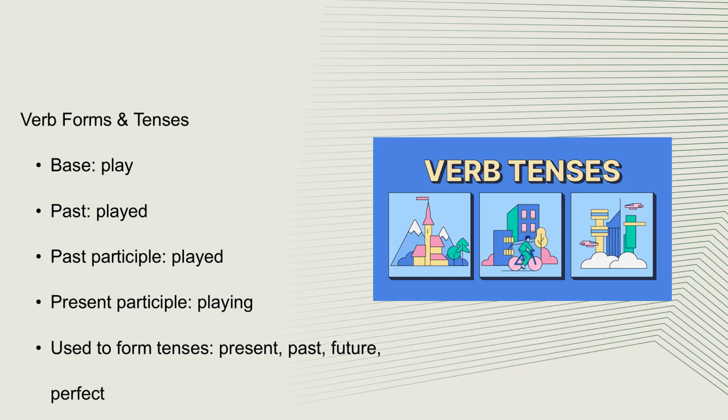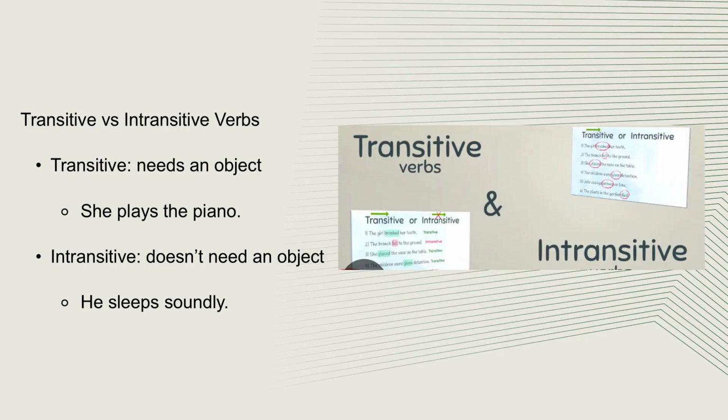Verb forms and tenses. Let's understand verb forms and how they build different tenses. The base form is play, past is played, present participle is playing. These forms are used to express present, past, future, and perfect tenses. Each form tells us when the action happened. Knowing these forms helps you build accurate timelines in writing.